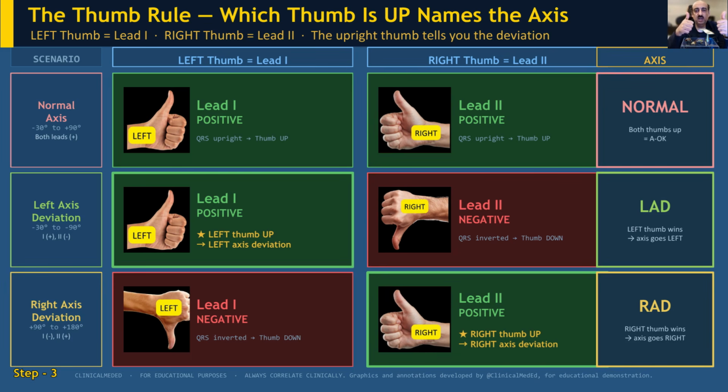Look at leads 1 and 2. Your left thumb is actually representing lead 1, while the right hand thumb reflects lead 2. You need to just point the thumb towards the positive QRS reflection, and whichever thumb stays upright shows that particular hand's axis. If both are upright, it's a normal axis. If lead 1 is positive, which is the left thumb, but lead 2 is negative, which is the right hand thumb, it's left axis deviation. And if lead 2 is positive and 1 is negative, then the thumb which is pointing upwards is the axis. We'll discuss this in the following 2 slides also.